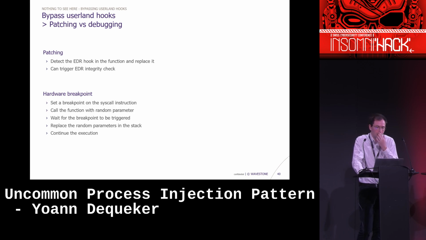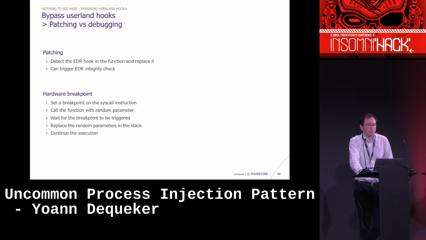What I like is using hardware breakpoints. This is not an unhooking technique. It's a way to bypass the hook, but not to remove the hook. So what we do here is, instead of patching and removing the hook, we set a breakpoint on the syscall instruction and we call the hooked function with benign parameters. For example, instead of calling CreateRemoteThread on a remote process at a specific address, we call CreateRemoteThread on our own process with a well-known address. So when the EDR sees these parameters, it will think it's just a standard thread creation and will allow the code to be executed. And right before handing over to the kernel with the syscall, you dynamically replace the arguments in the stack.